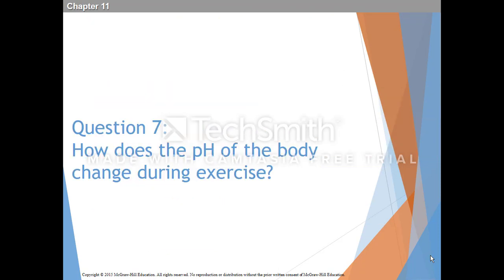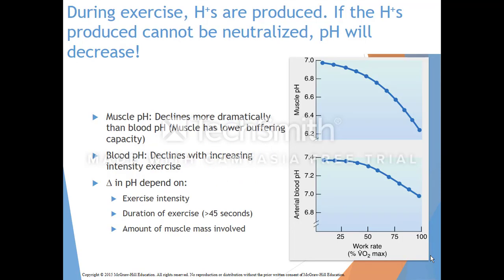Our next question is, how does the pH of the body change during exercise? On the previous slides, we discussed three ways that the body can produce hydrogen ions during exercise. Because the pH of the body is determined by hydrogen ion concentration, this increase in hydrogen ion concentration that we see during exercise can lead to a decrease in pH in various areas of the body. As you can see from this figure over here, the pH of the muscle is going to go down as the intensity of the exercise goes up.